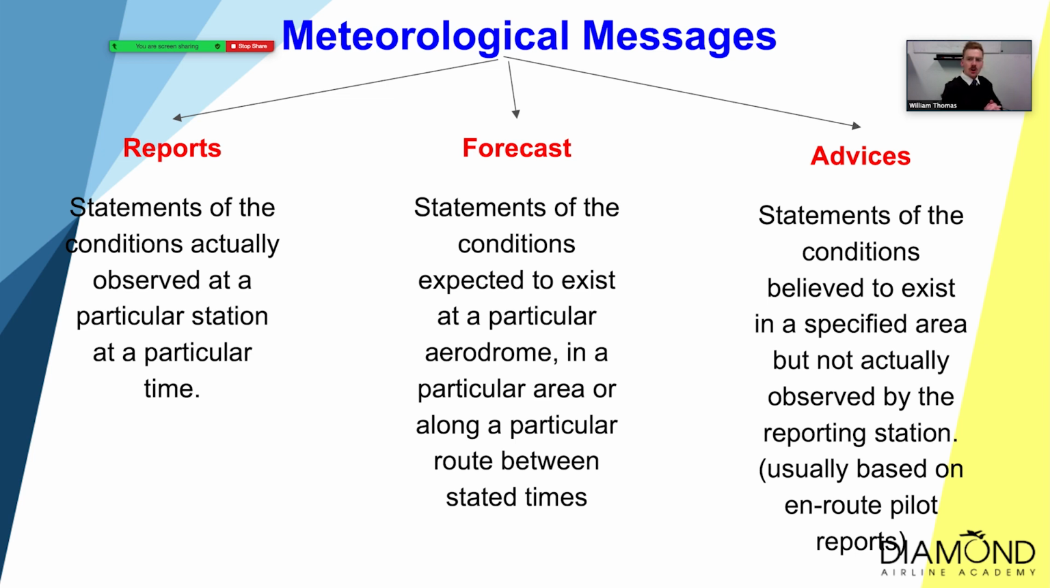Alrighty, so an advice is kind of like a report that we haven't verified. We haven't been able to measure. Maybe a pilot has told the meteorologist the conditions via a pilot report, and they give out advices. However, it hasn't actually been reported and verified like a report. Then a forecast, prediction of the future.